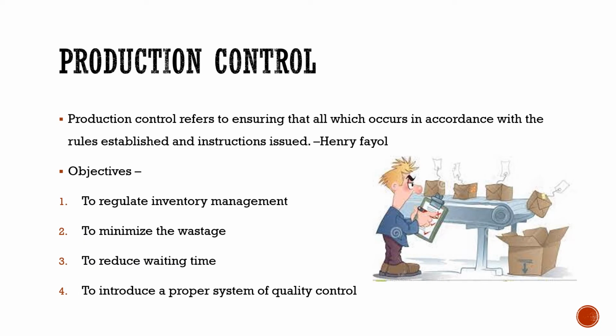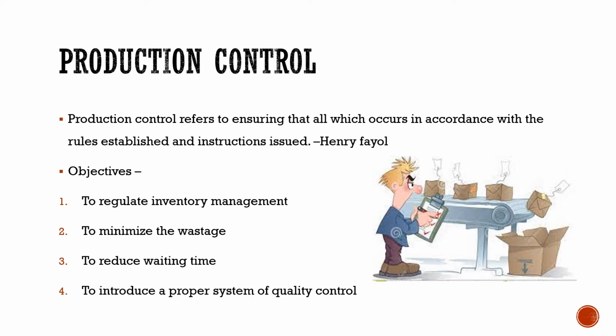Next concept is production control. Now controlling is the main function of management, where we check whether everything is happening as per plan or not. We are going to check the performance appraisal. If there is any disturbance or any deviation in the process, then we are going to take some corrective measures. In the same way, production control is also one type of control.